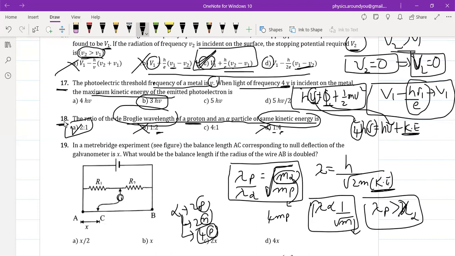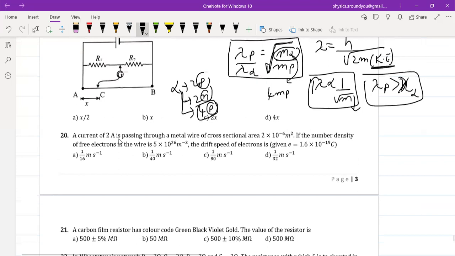So here you can adopt elimination as well as logic. Lambda is proportional to root, and we know that mass of alpha particle is 4 times this. So root of 4 is 2. The option should have 2, and lambda of proton should be greater than lambda of the alpha particle because mass of proton is less. The only thing that fits between these two conditions is option A. So hence we go with option A. The 18th one goes with A.